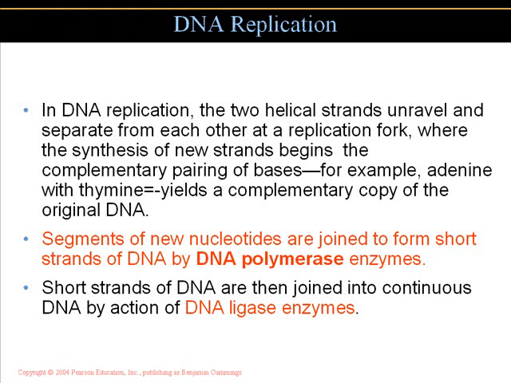So in DNA replication, you've got two helical strands that basically unravel. They separate from each other at what's referred to as a replication fork. This is where synthesis of new strands will begin. Complementary base pairing, in other words, there has to be specific pairing, specific bases, and specific sequences all along the ladder for this genetic information to be passed on to offspring.